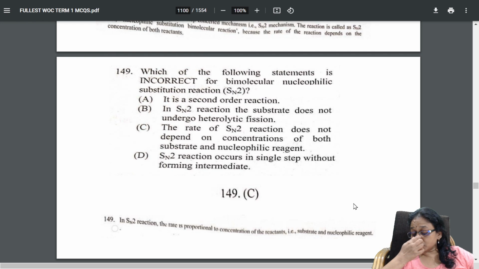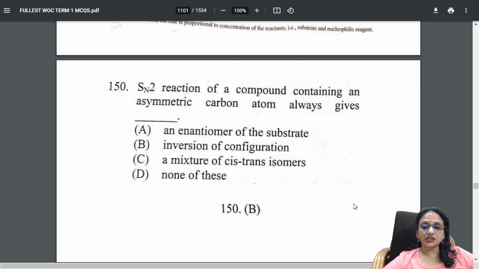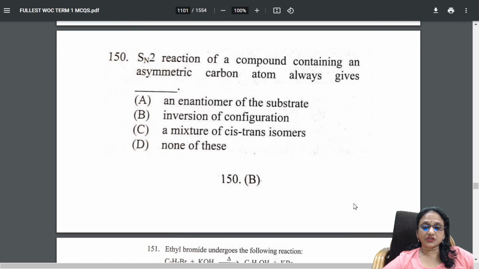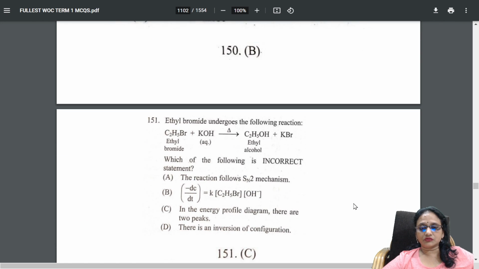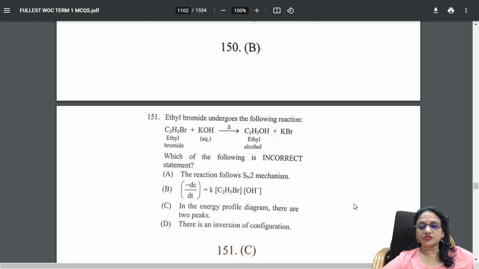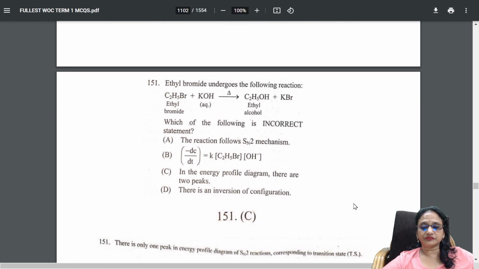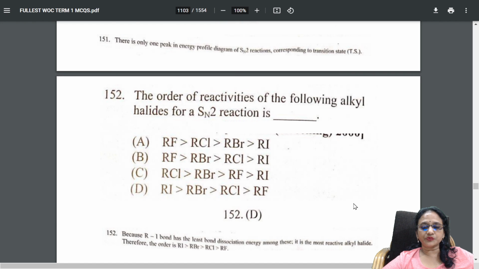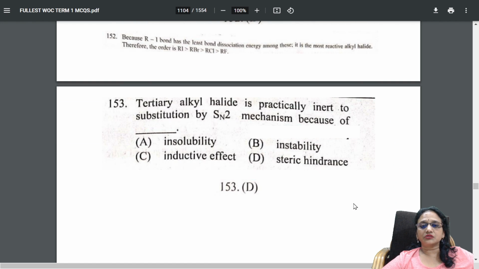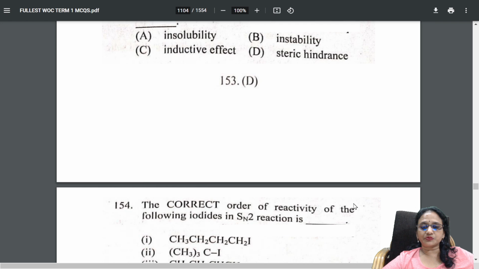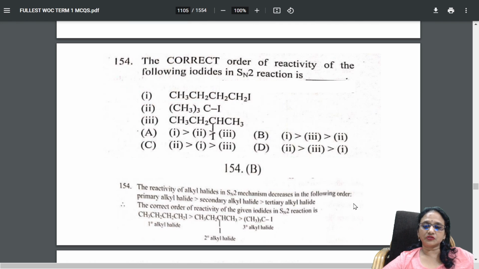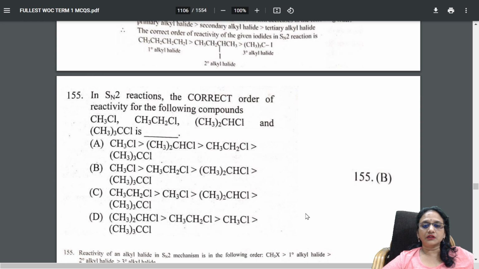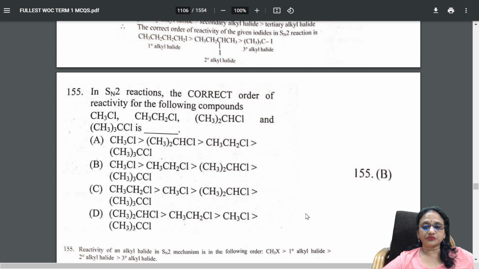This is further SN2 reaction questions. Incorrect statement, correct statement of SN1 and SN2. This is again a question based on your SN2 reaction. Order for SN2: tertiary alkyl halides. Basically, order is important. Which one follows, which one doesn't follow, and what is the reason for that? Further, order for SN2.